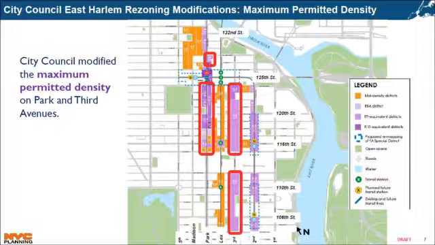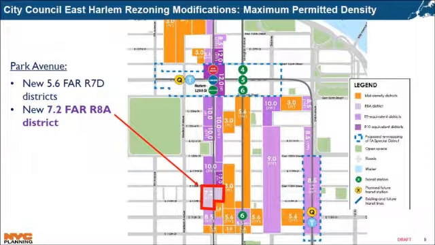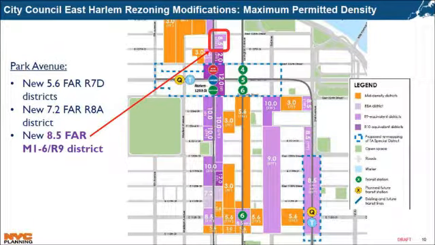City Council also modified the maximum permitted density on both Park and 3rd Avenues. So new R7D districts with a maximum FAR of 5.6 have been proposed on the southern end of Park Avenue in the areas that you can see on the slide. A new R8A district with a maximum permitted FAR of 7.2 has been proposed in the area you can see on the slide here. And a new M1-6/R9 district with a permitted maximum FAR of 8.5 is proposed in the area you can see there north of 127th Street on the east side of Park Avenue.